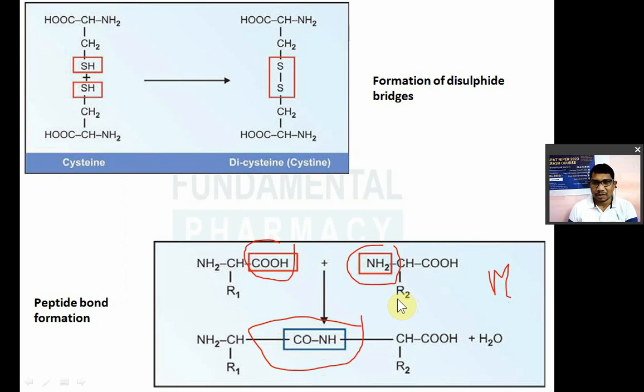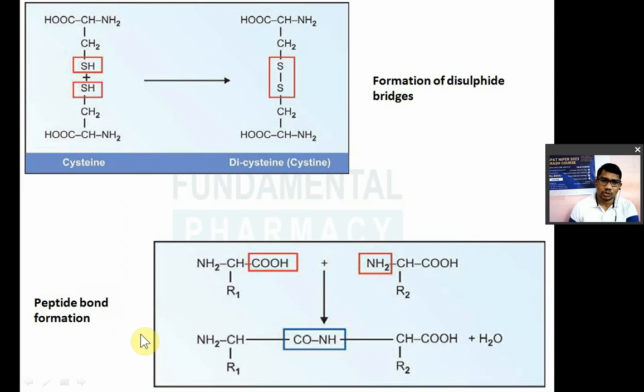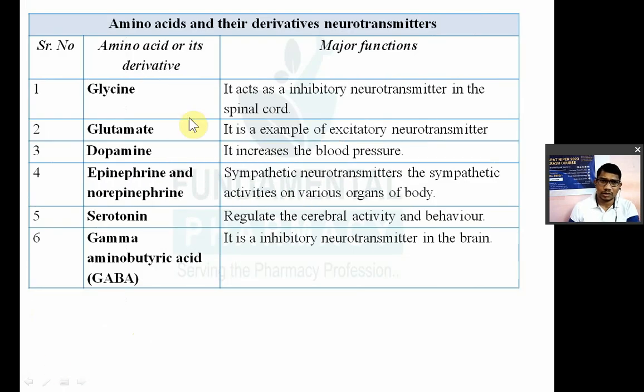A dipeptide will have three amino acids and two peptide bonds. A tripeptide will have four amino acids and three peptide bonds. Likewise, a decapeptide will have 10 peptide bonds and 11 amino acids, like that. So you have to be clear about that. I hope I am audible to you clearly. Yes or no? Now after that we have seen amino acids and their respective neurotransmitter derivatives.